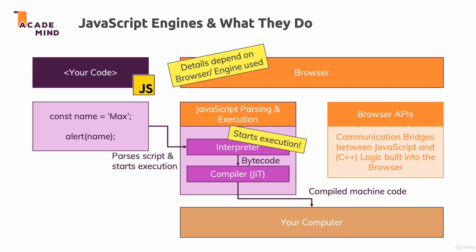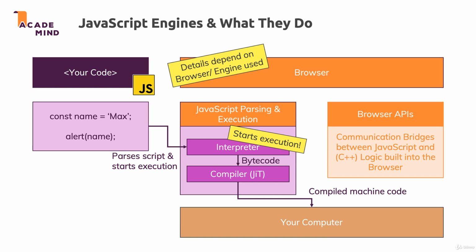These browser APIs are part of the browser, for example, written in C++, but again, that depends on the browser you're using, and the browser gives you communication bridges, if you want to call it like this, which you can call from JavaScript. So it gives you JavaScript functions or objects which are just available in your JavaScript code, which you can simply call in your JavaScript code.